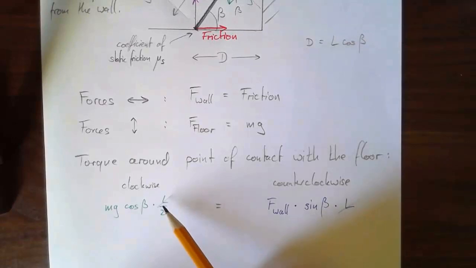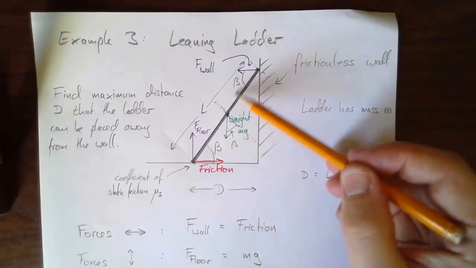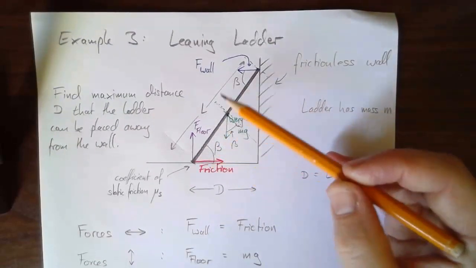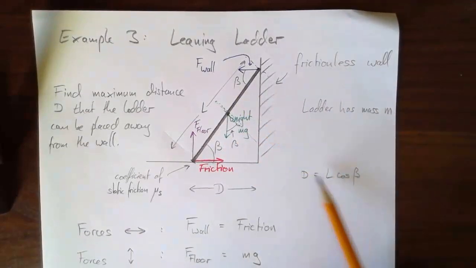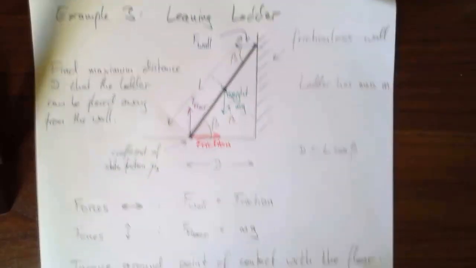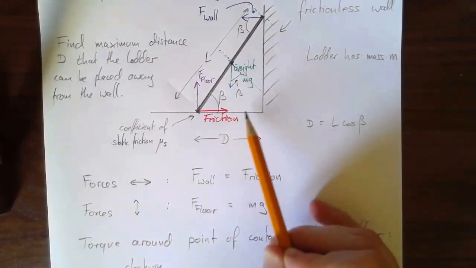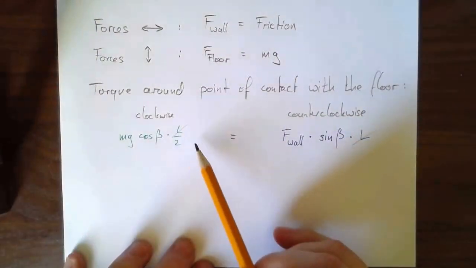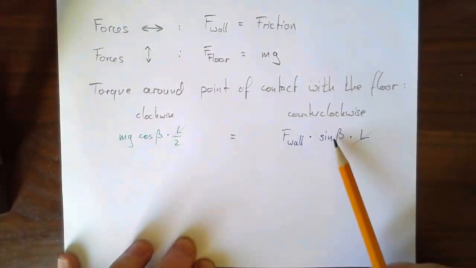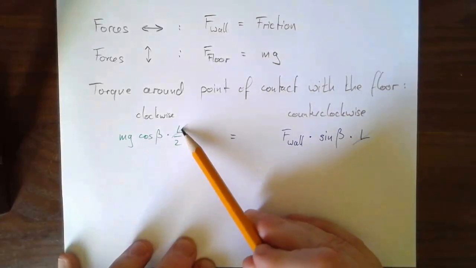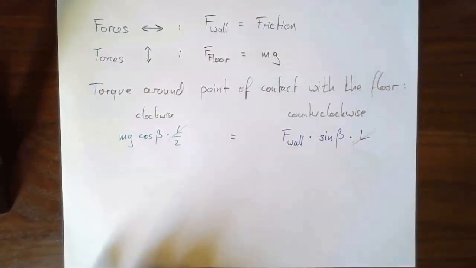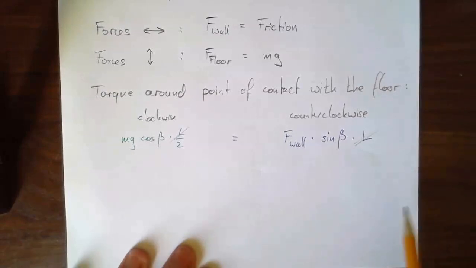It's telling me the length of the ladder has no effect on how far away from the wall I can, well, strictly speaking, it's going to come back in here, but it doesn't affect the angle. Of course, the distance from the wall itself depends on the angle and the length. But the angle you're going to find, beta, does not depend on L, because that's cancelling out right here. Okay, so where do we take this?